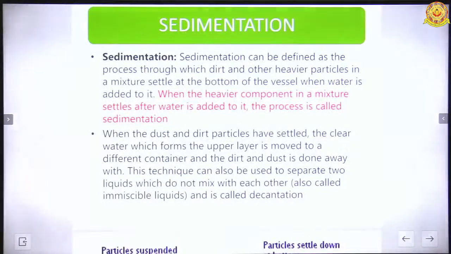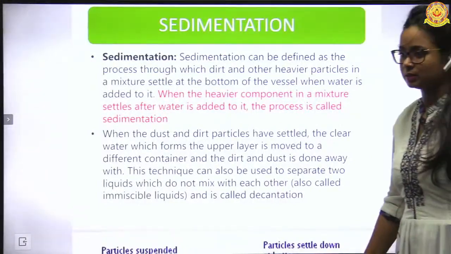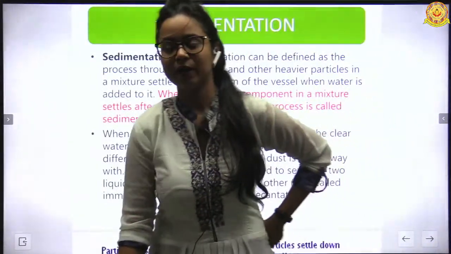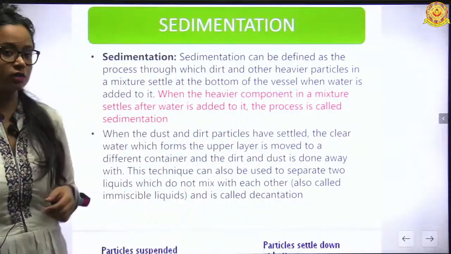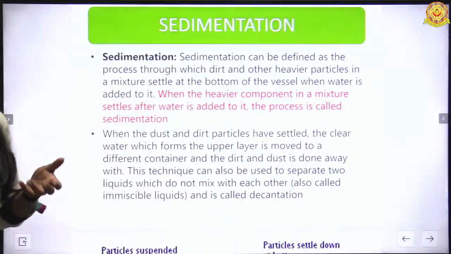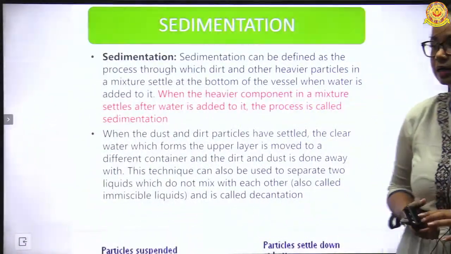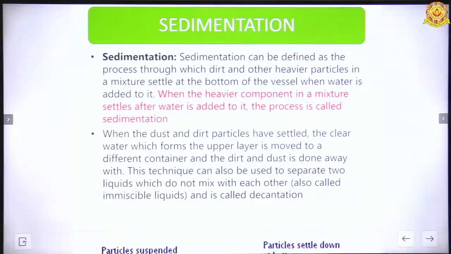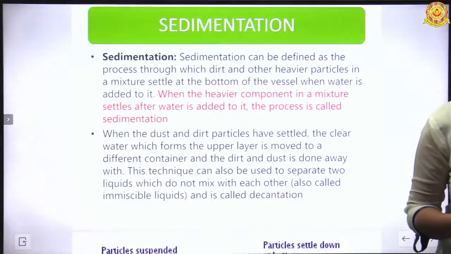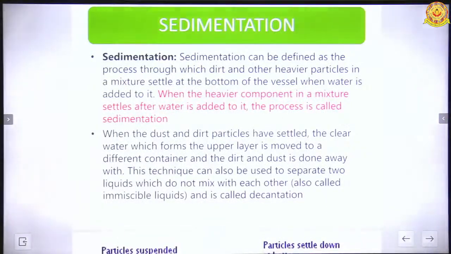This technique can also be used to separate two liquids which are not mixed with each other, and they are called immiscible liquids. What are miscible liquids and what are immiscible liquids? Oil is a liquid which is not soluble in water, so that is an immiscible liquid. Glycerin can easily mix with water, so that is a miscible liquid. Two liquids which can completely mix with each other are called miscible liquids.